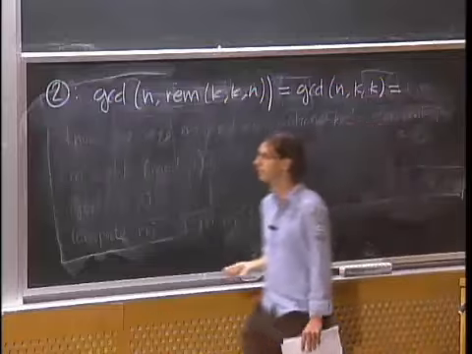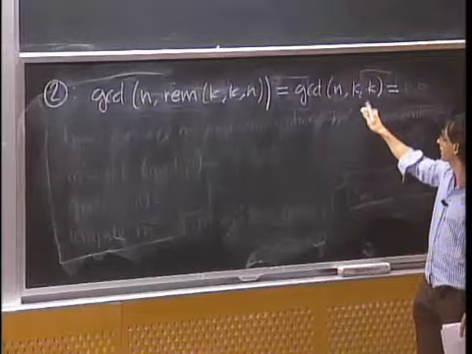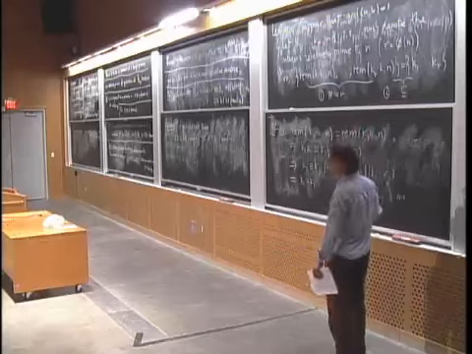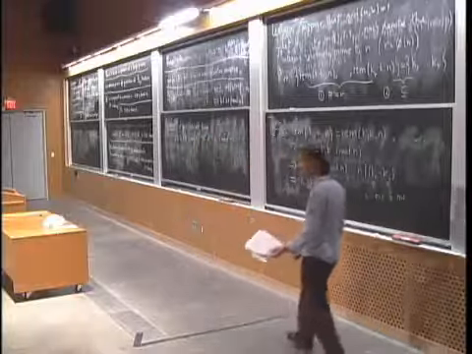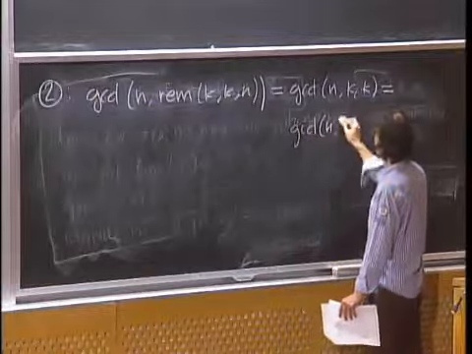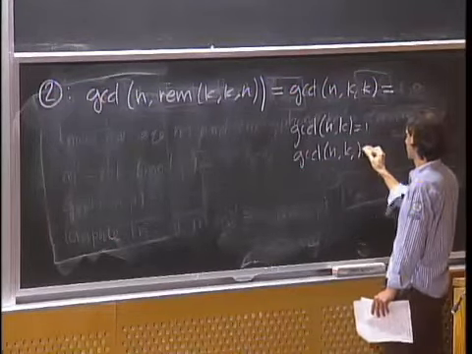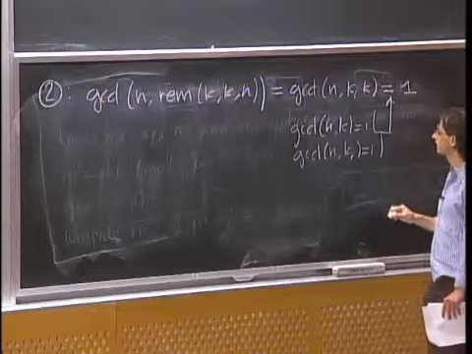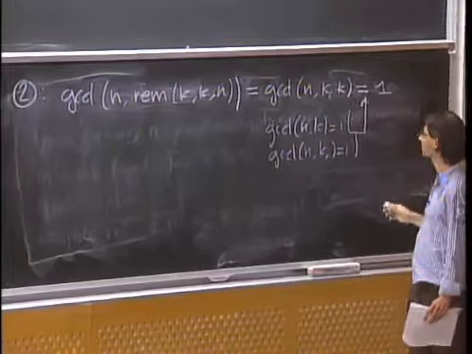Why is this? Because we have assumed that the greatest common divisor between n and k is equal to 1. And ki, in the statement of the lemma, is relatively prime to n. And that means, according to the definition over there, that the greatest common divisor between ki and n is also equal to 1. So we know that both these greatest common divisors are equal to 1. So that means that there is no common divisor between n and this, except for 1, of course.